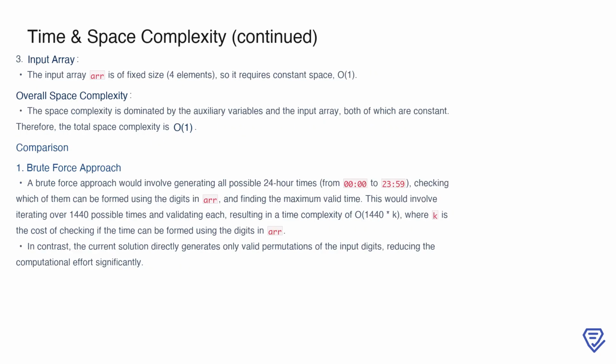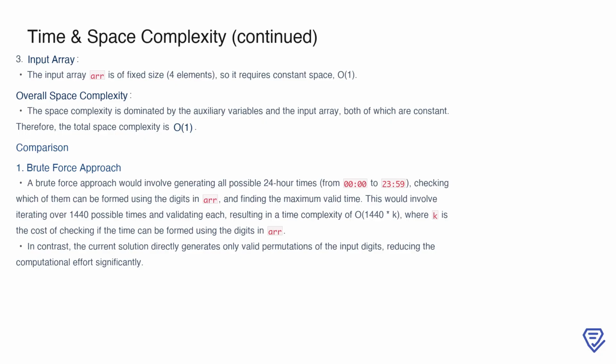We also need to consider the space required for the input array. Since the input array ARR always contains exactly 4 elements, the space required for it is constant, or O(1). When we combine these factors, the overall space complexity is dominated by the auxiliary variables and the input array, both of which require constant space. Therefore, the total space complexity is O(1).